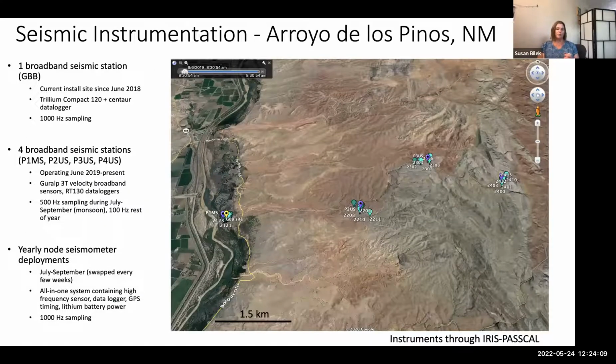The proxy that I'm going to highlight here is seismic. We have seismometers throughout the basin operating since 2018. This includes broadband stations that we have located at the outlet, which is located here, as well as at 3 different upstream locations. And then we also have nodal seismometers, these short period, all-in-one instruments that we can deploy very close to the channel because of the simpler deployment strategies required for those.